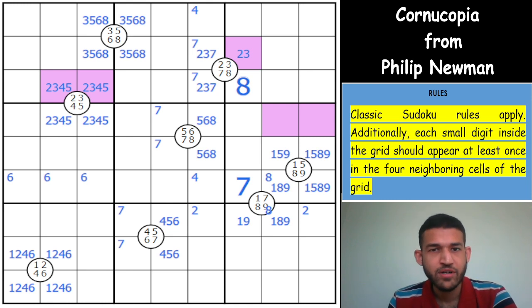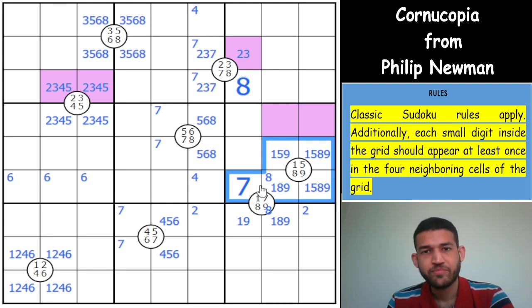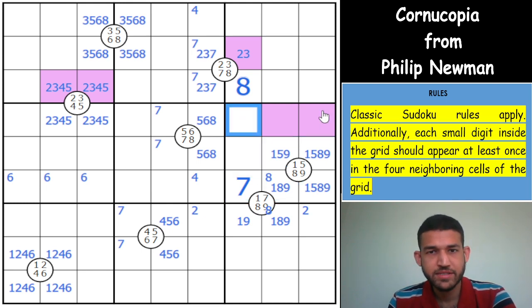Okay, so I have something here. I'm seeing something. Okay, what I was looking to say is that these 3 cells would have 2, 3, 4 and 6.